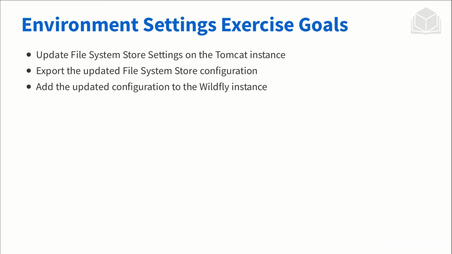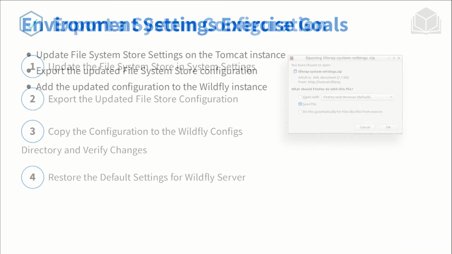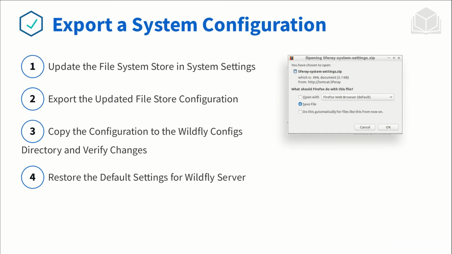What are we doing? We are exporting the file system storage in one of the systems and then transferring them to the Wildfly instance. So anything that you configure, you'll update the file system storage in system settings, export them, copy them over to the Wildfly configs directory, and there you will see the configuration is active, and then you can restore it there to the default values. And you should check that this is actually valid. Now, what will you see here? We are going to change configuration for the advanced file system store.